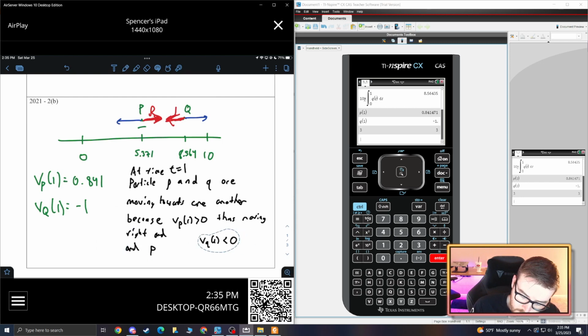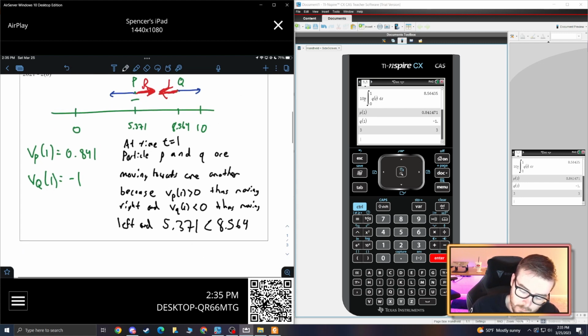And V of Q is less than 0, thus moving left. And 5.371 is less than 8.564. Boom. Okay, that was clunky, right?